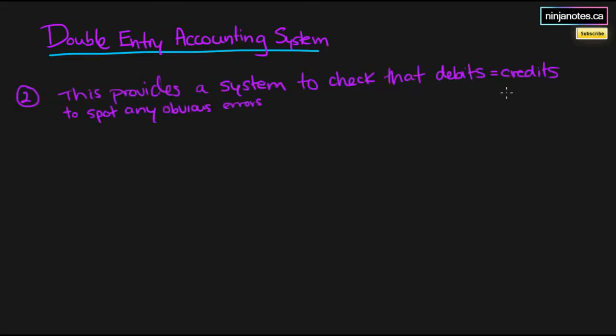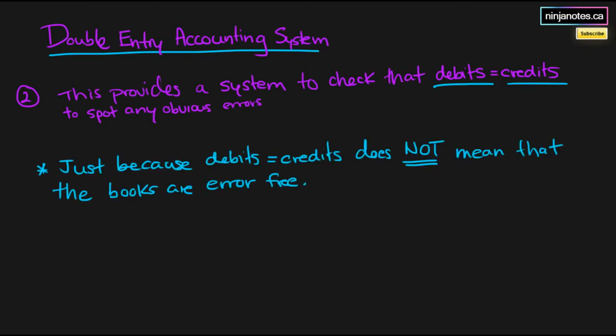The second thing is that with this system of having at least one debit and one credit, the debits and the credits will equal each other, and if they do not equal each other, then there is a blatant error in which you're going to have to go back and search for. And also, I just wanted to post this little asterisk, and that's just because the debits and the credits equaling each other does not mean that the books are error-free. And there's a number of reasons why.